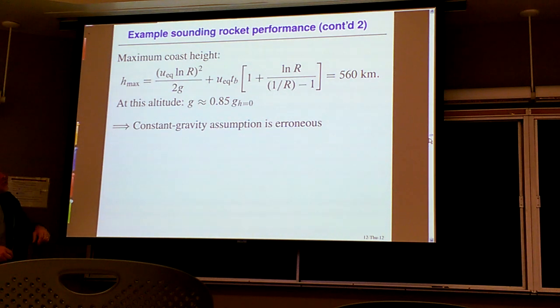And you see we have a problem with the constant gravity assumption, because at 560 kilometers we're down by 15% on gravity. So in fact, under these assumptions, it would have actually coasted a little higher, if we had used realistic gravity. Now, for a vehicle of this size, there's still an appreciable drag penalty. So in fact, these numbers come down quite a bit with drag.